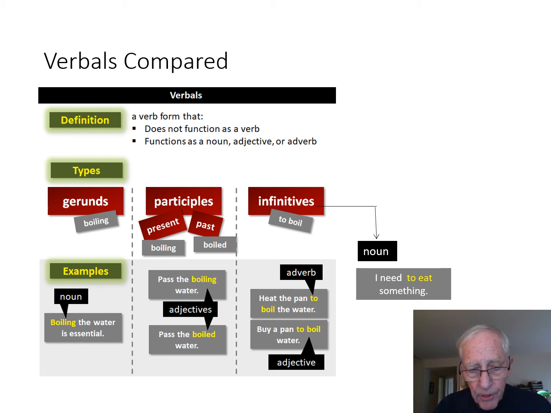Look at participles in the center. We have both present participles and past. And the two examples are, present is -ing ending, past tense is -ed ending. And in the first example, pass the boiling water. I don't know why somebody would want to say pass boiling anything.